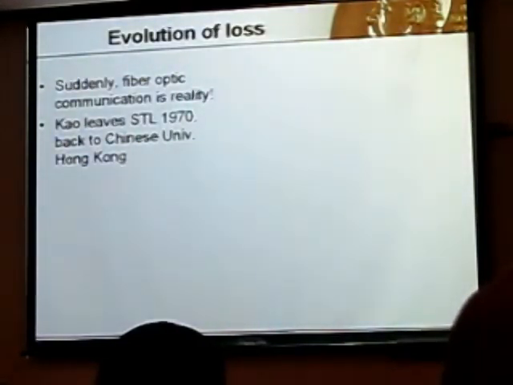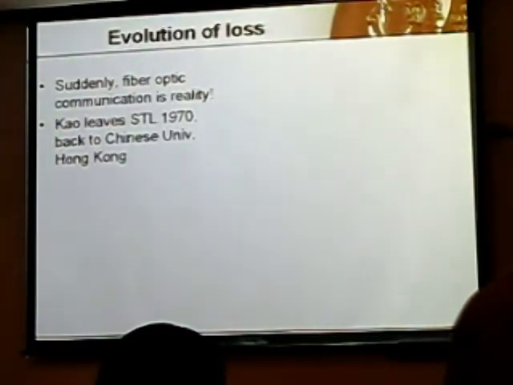Kao's prediction has been fulfilled. People realized that yes, he was right. And he of course leaves this lab and goes back to Hong Kong as a chair professor. He eventually becomes the vice chancellor of the university and does a lot of work for science in Hong Kong.